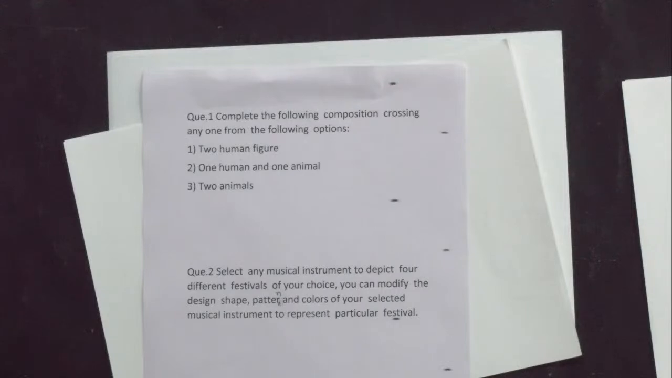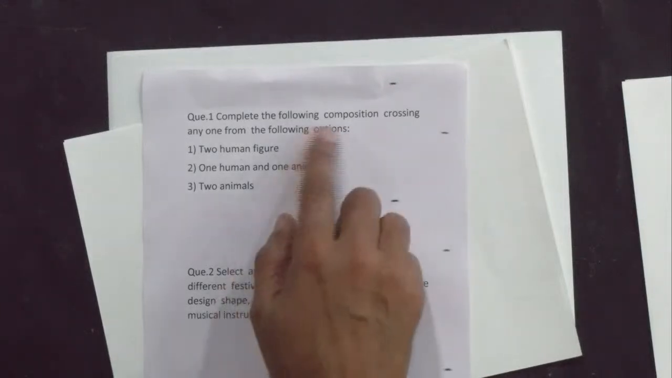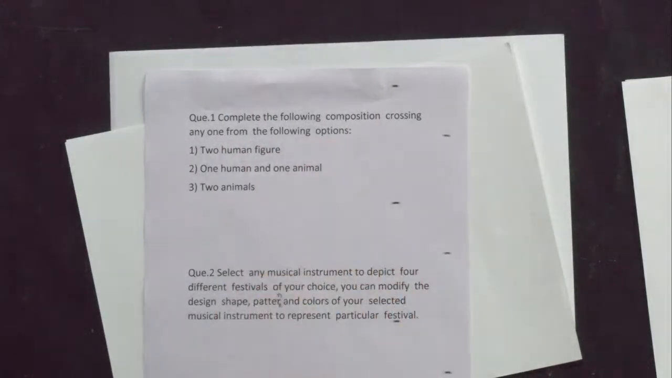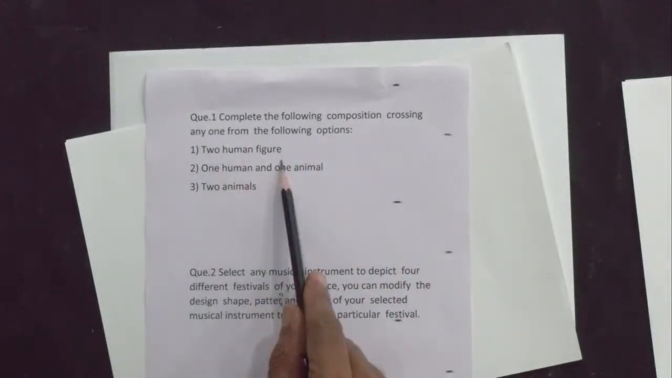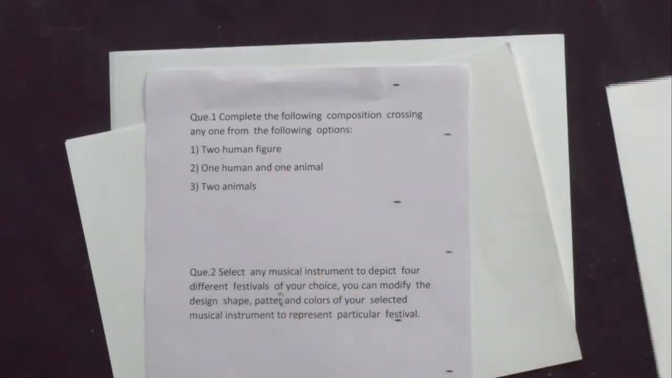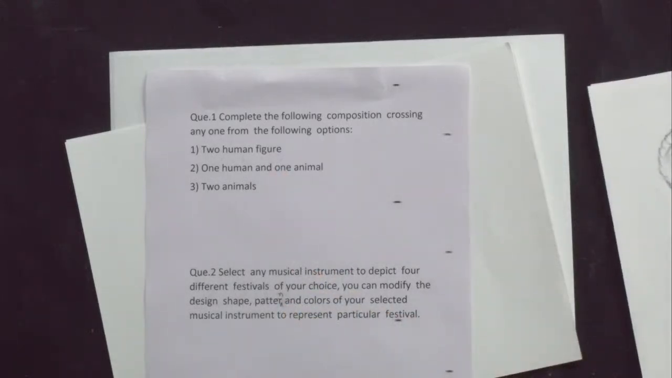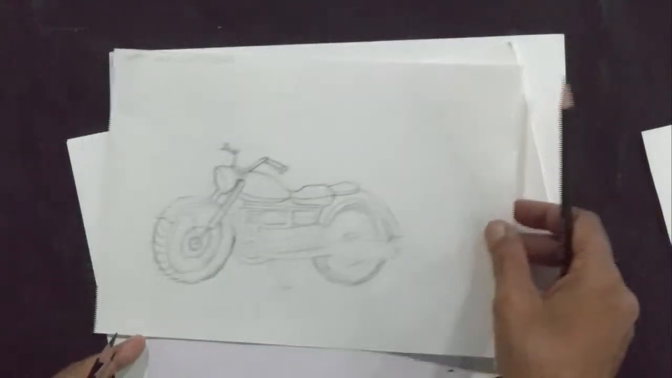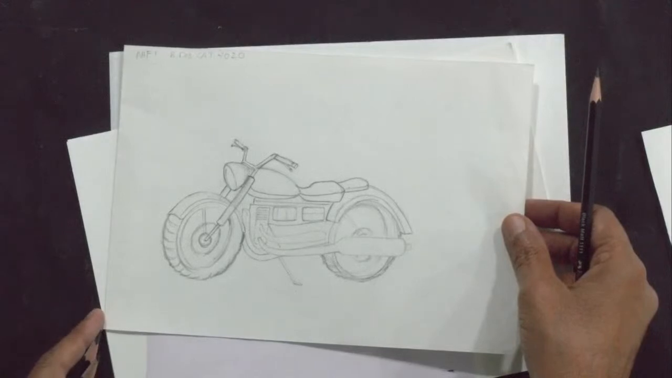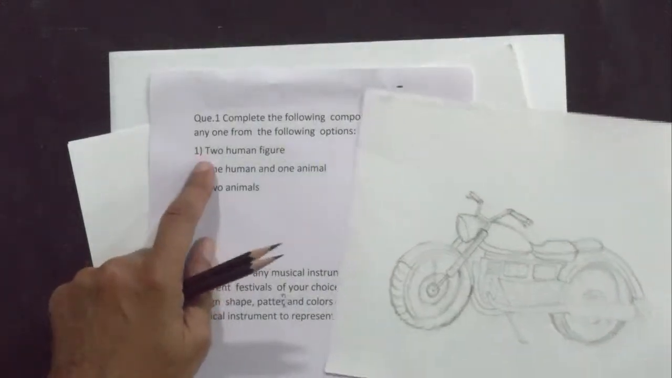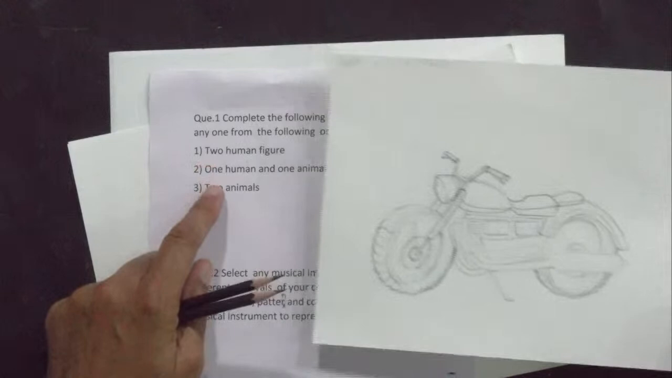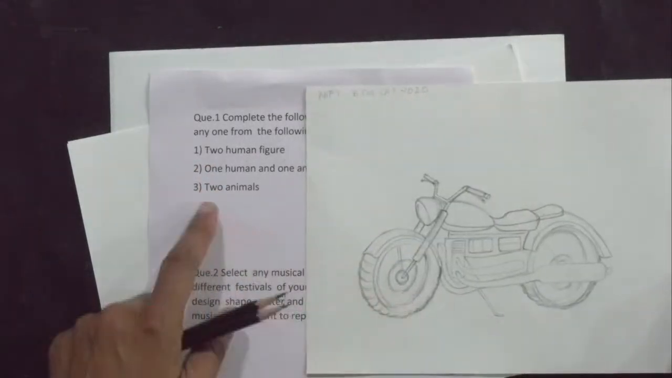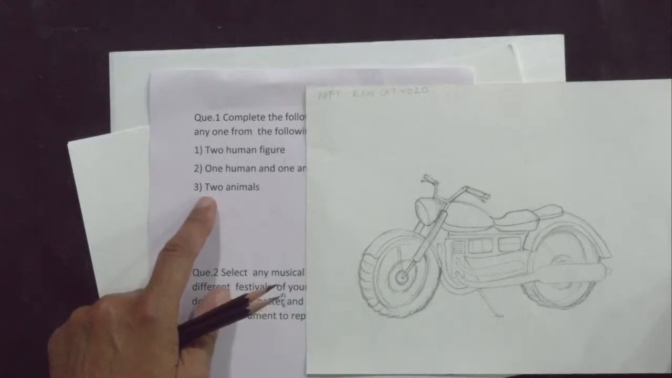The first one that I'm going to take is: complete the following composition crossing any one of the following options. Two human figures. Now, first of all, let me show you what the picture was. They gave you a motorcycle, blank, and we have to either take up two human figures, or one human and one animal along with this motorcycle, superimposing onto it, or two animals.